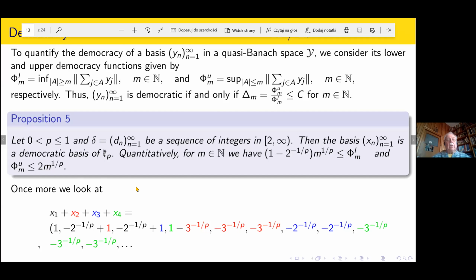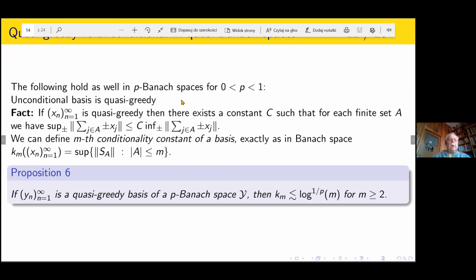Now I say, for p-Banach spaces, what goes over? An unconditional basis is still quasi-greedy. This condition holds. The definition of unconditionality or conditionality constant exactly holds. The only difference is that the a priori upper estimate for the conditionality constant is log m to 1 over p. P has to come in someplace in this.